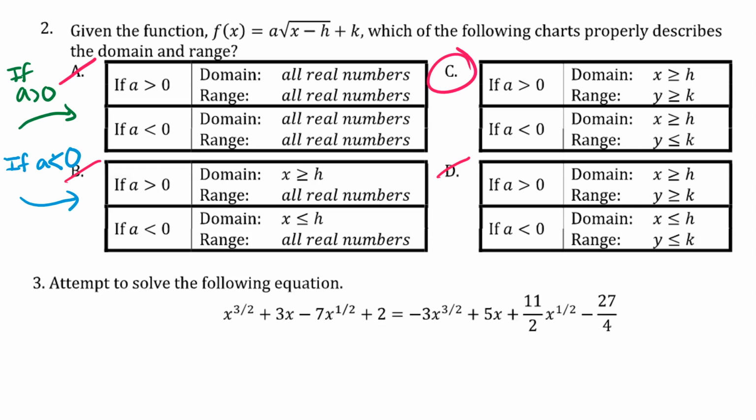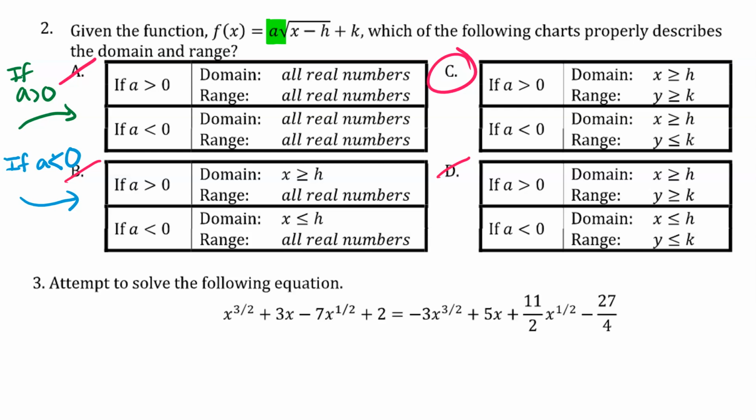All right, on number 2, hopefully you got answer choice C. So the big thing on this one is you have to think about what exactly happens when a is greater than 0 or less than 0. When it's greater than 0, it's a positive. If it's less than 0, it's a negative. And so that just flips it over the x-axis.